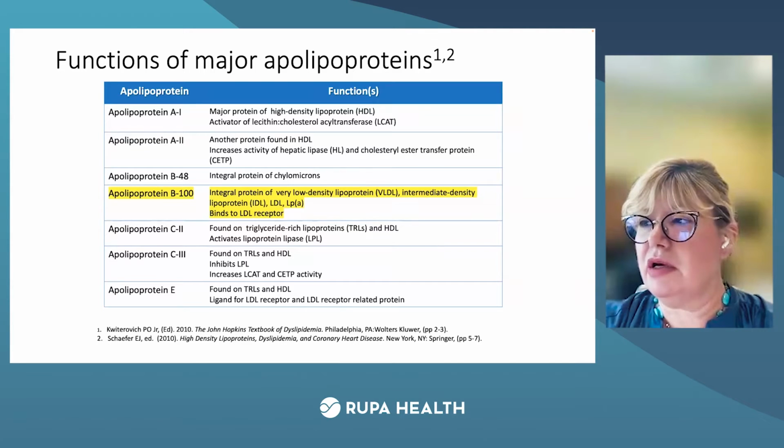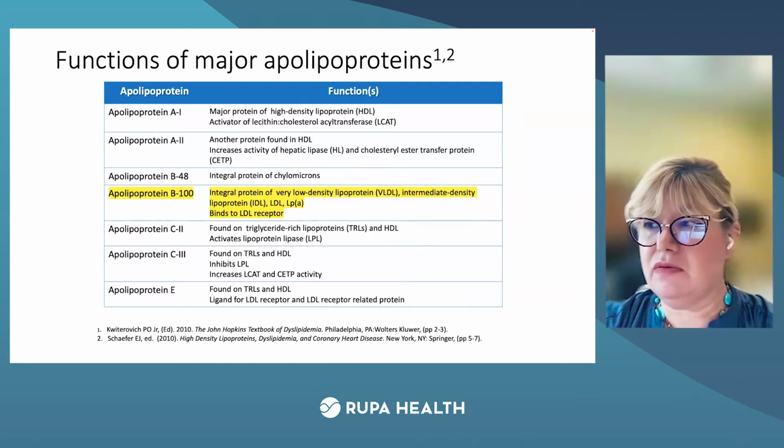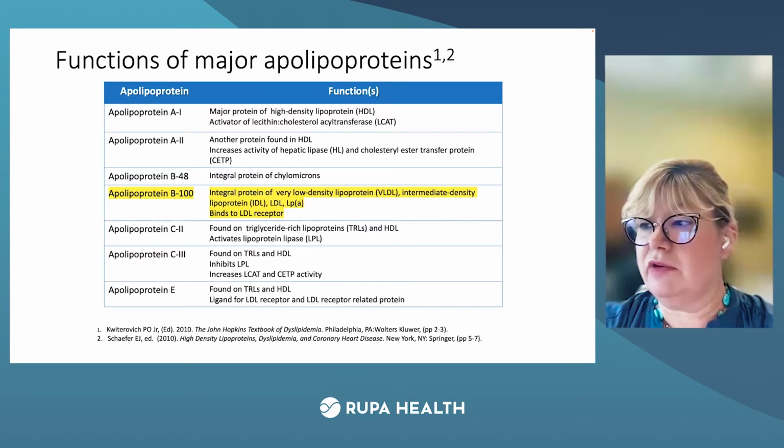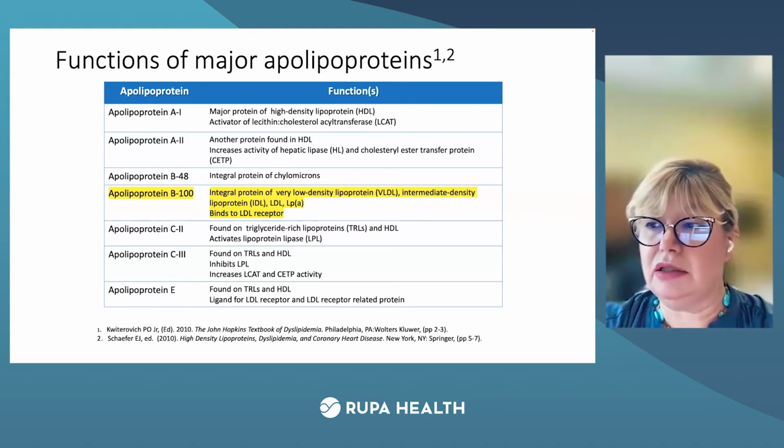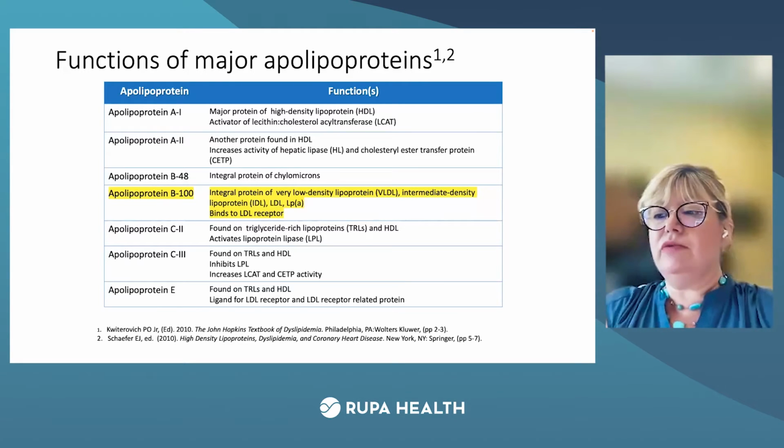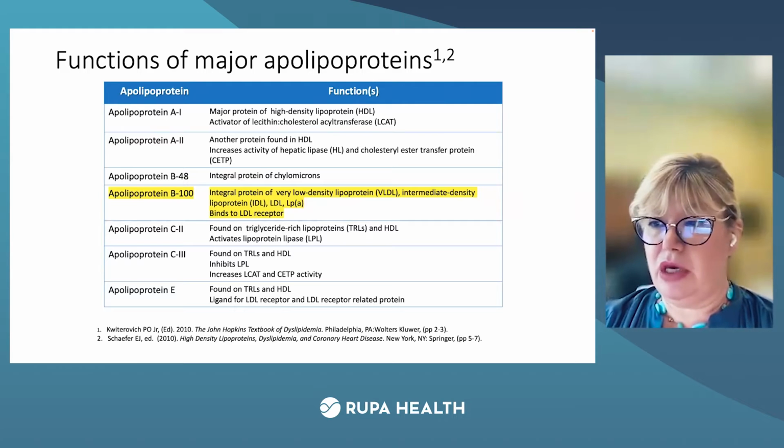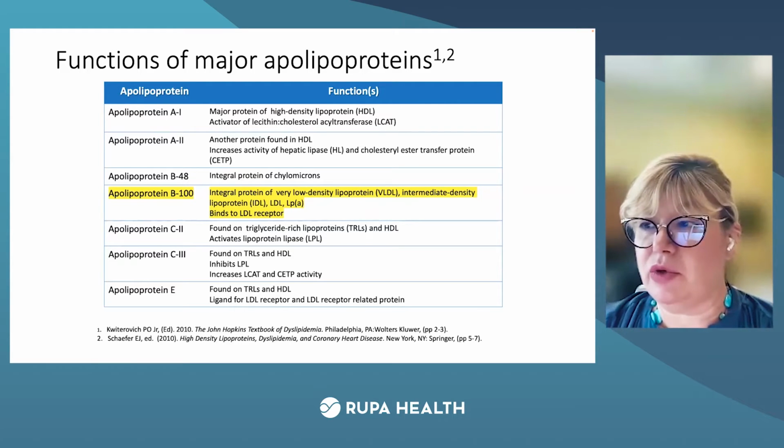And we know, for example, that for all atherogenic lipids, and this is very important, there is exactly one molecule of apolipoprotein B attached to each of the atherogenic lipoprotein particles. We have ApoB48, which is an integral protein of chylomicrons, and we have ApoB100, which is the integral protein of very low density lipoprotein, intermediate density lipoprotein, low density lipoprotein, that's our LDL cholesterol, as well as Lp(a). And pretty much all of the commercial assays that you have for ApoB measure both ApoB48 and ApoB100.